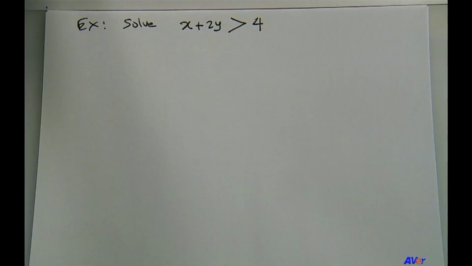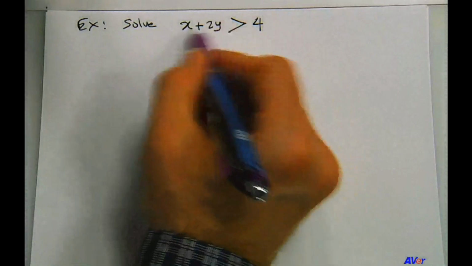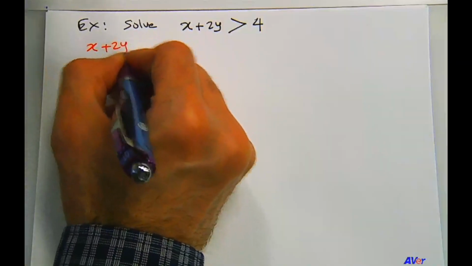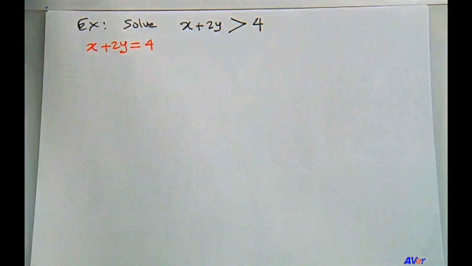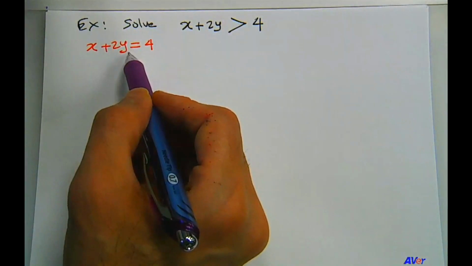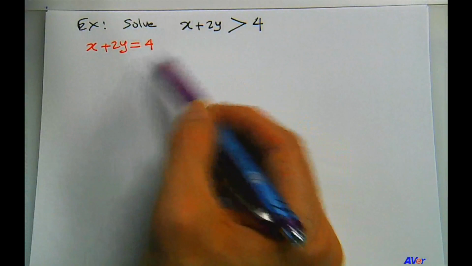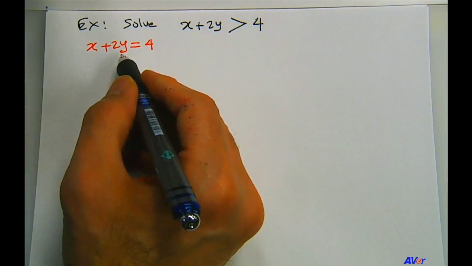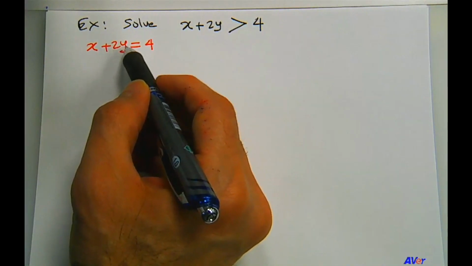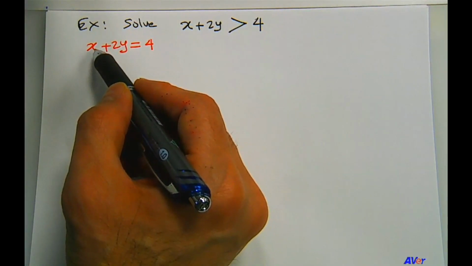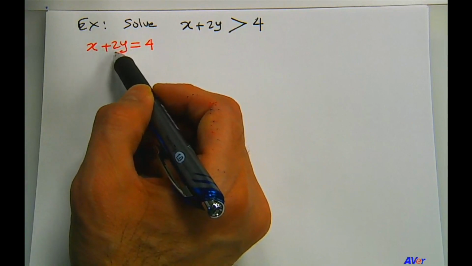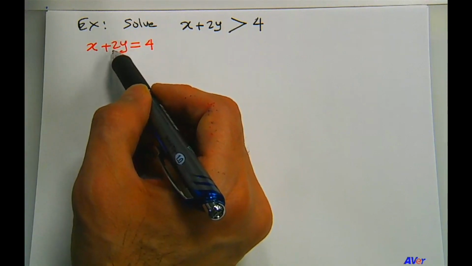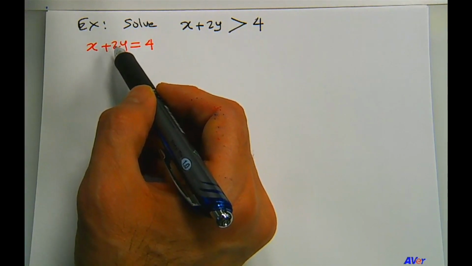How do we find the boundary line? Well, we're going to rewrite this as an equality. So x plus 2y equals 4. We're going to find that boundary line, then test on which side is the solution. How do we find the boundary line? You can give x any value and calculate at least a couple of points, and then plot those 2 points and draw a straight line through them.